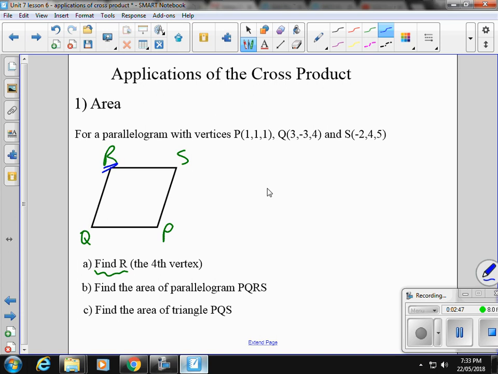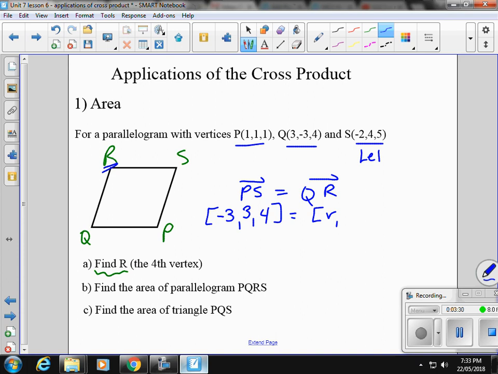We're looking for that vertex. I have P, Q, and S given to me. So first thing I want to find is R, and so if it is a parallelogram, then my side or vector PS should be an equivalent vector to QR. So I can find vector PS. I have the S subtract the P component, so I'd end up with -3. 4 subtract 1, 3. And 5 subtract 1 is 4. So vector PS in component form would be -3, 3, 4, and QR would be R1.